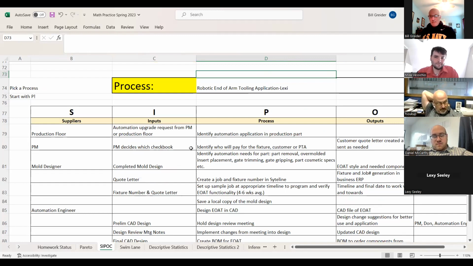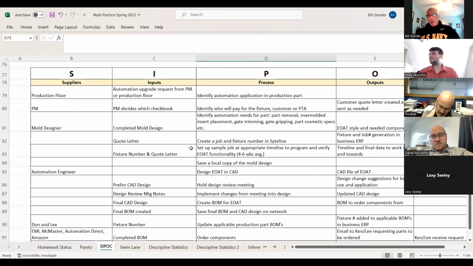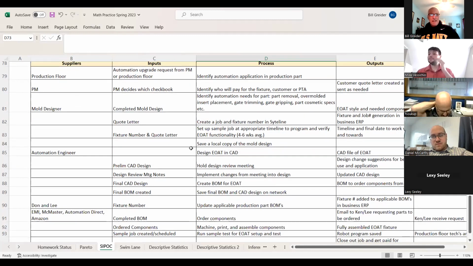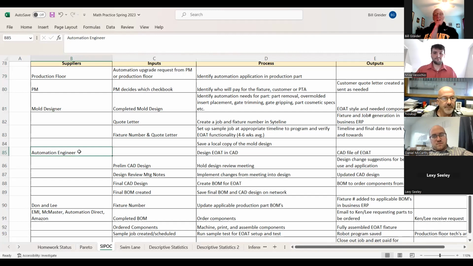That's what she does. You want to chime in, Lexi? You probably explain it better than I do. Identifying applications for it, and then what's the process for? Does it make sense to do one? How do we get it going? It involves, if you look at the suppliers, everybody from production, project manager, mold designers, all these different silos, if you will, maybe. Not in some companies, not so much PTA.